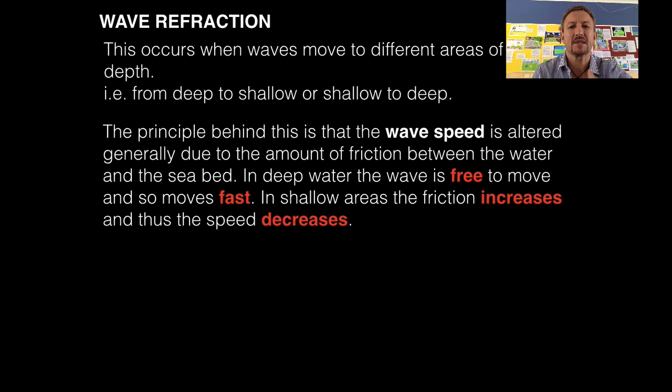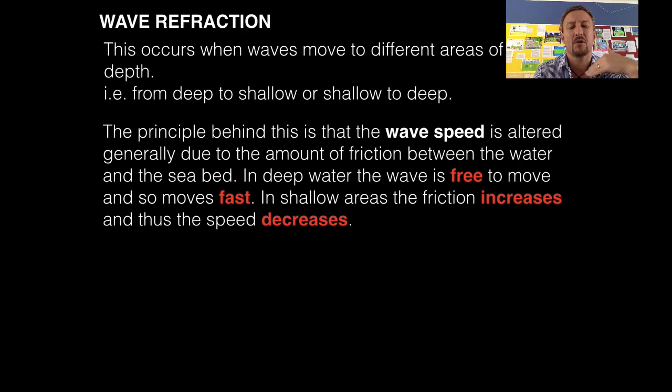Now the key thing to understand is that as it moves from a deep water area to a shallow area, the wave speed is going to be altered. And this is altered due to the friction which is generated between the seabed and the water itself. In deep water, what you tend to find is that the water is free to move. There's very little friction. Because there's very little friction, the wave is unaltered, so it goes at its fastest speed.